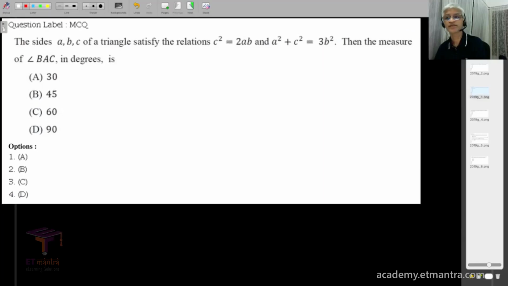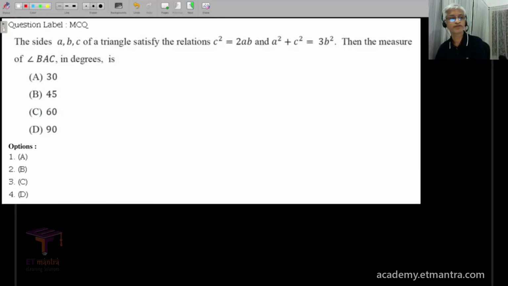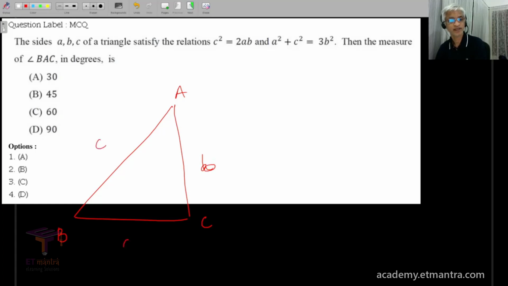Okay, now let's look at the third problem, which turns out to be more of an algebraic manipulation, but it does use one of the most important formulae. So let's draw a good diagram as always. Now this is standard notation, and we denote the sides and the angles with the standard notation. And in this problem you can see that it is given that C square is equal to 2AB and A square plus C square is 3B square. So part of the manipulation is fairly reasonable.